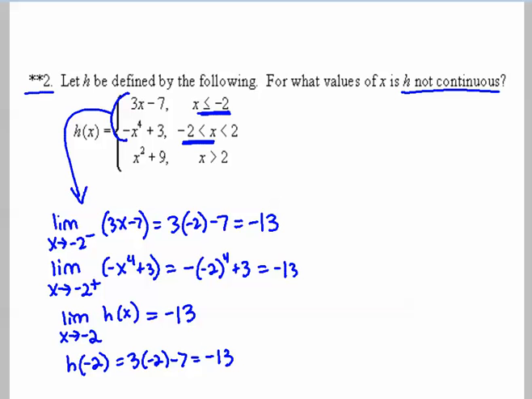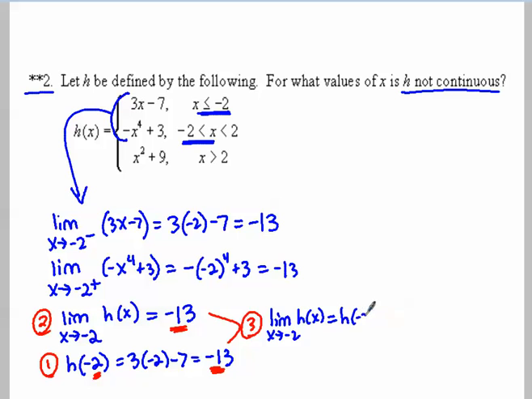So here I see my 3 parts of the definition of continuity. 1, the function is defined at negative 2. I got a value. 2, the limit exists. I got a value. I probably should have done this one first. And 3, those are the same as each other. The limit as x approaches negative 2 equals h of negative 2. So far so good, it's continuous.